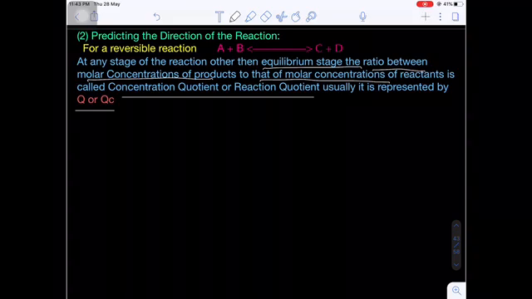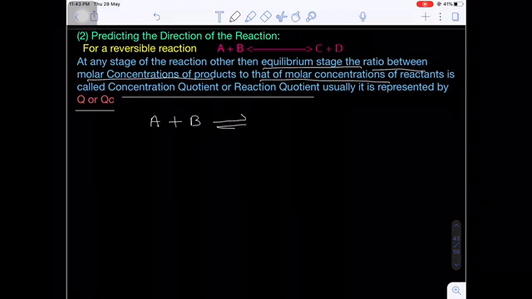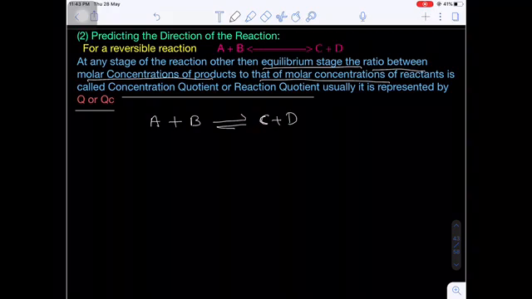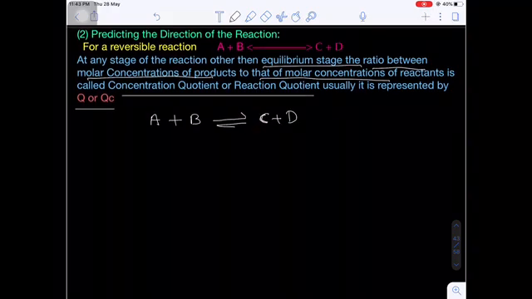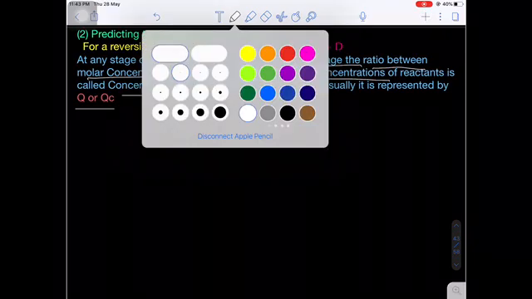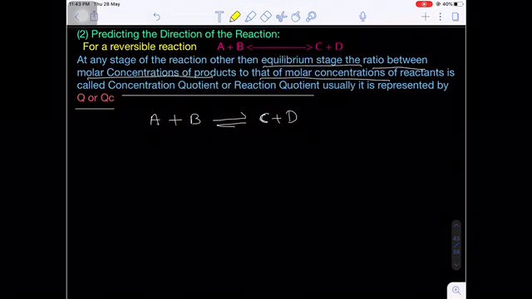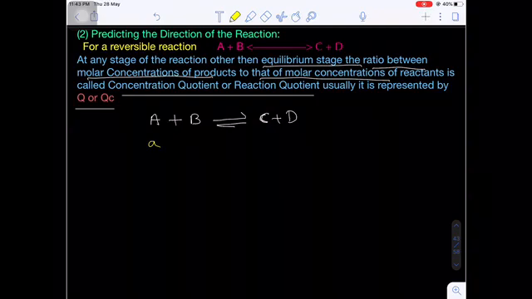Q or Qc. Suppose I have 1 mole of capital A and 1 mole of capital B. They combine to give 1 mole of capital C and 1 mole of capital D. This is the equilibrium given to you. Now in this equilibrium, let's suppose I am taking small a moles of A and small b moles of B.